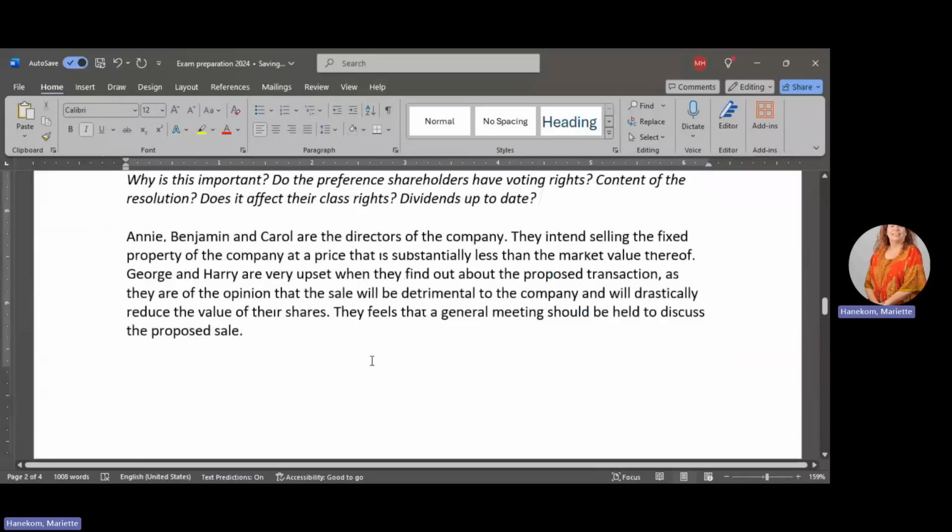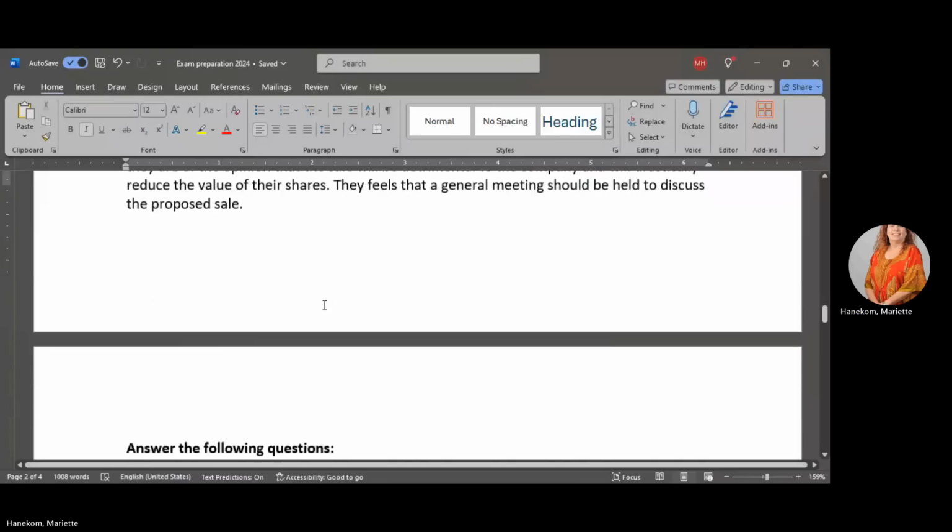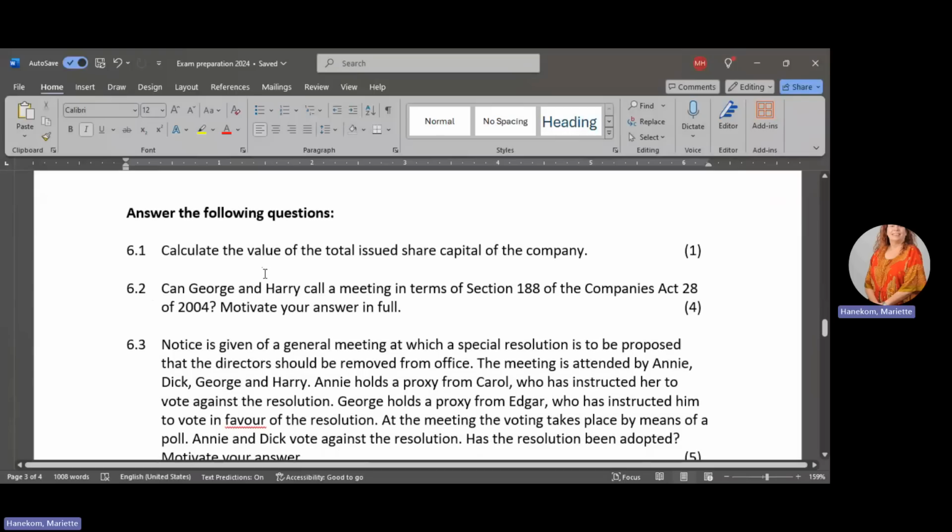So Annie, Benjamin, and Carol are the directors. They intend selling fixed property at a price which will be detrimental to the company and will drastically reduce the value of their shares. And they feel that a general meeting should be called. Okay, so now you've read this carefully. Calculate the value of the total issued shares of the company.